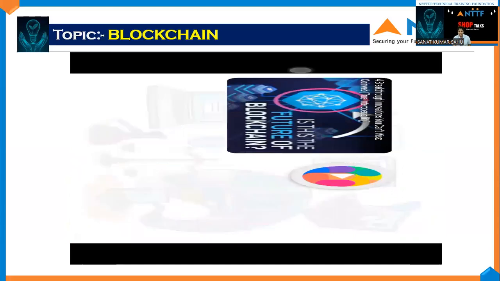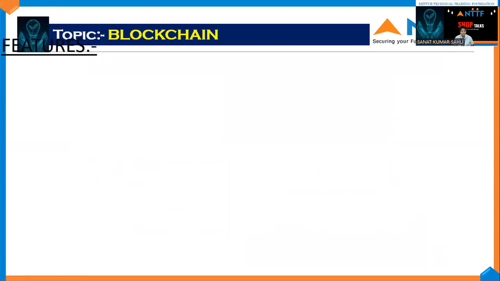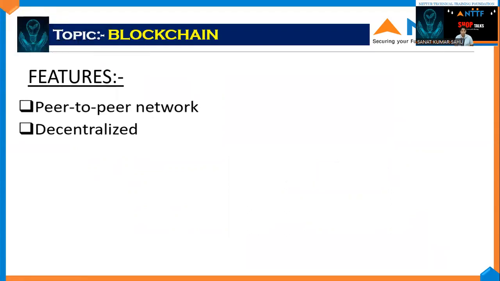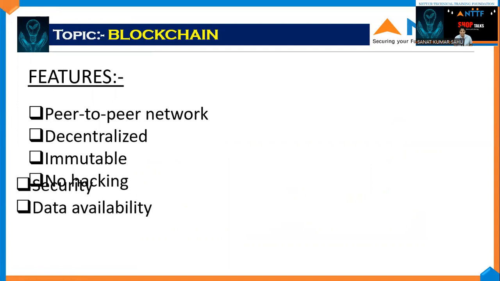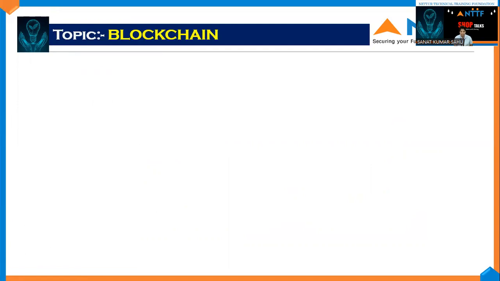We have seen that in a transaction, there is a sender bank and a receiver bank. Between them, many corporate banks are involved. Nowadays, within 1 second, a transaction is happening by Bitcoin. Then features of blockchain: P2P network, decentralized, meaning no central authority is there to control it. Immutable, no hacking and security, then data availability.